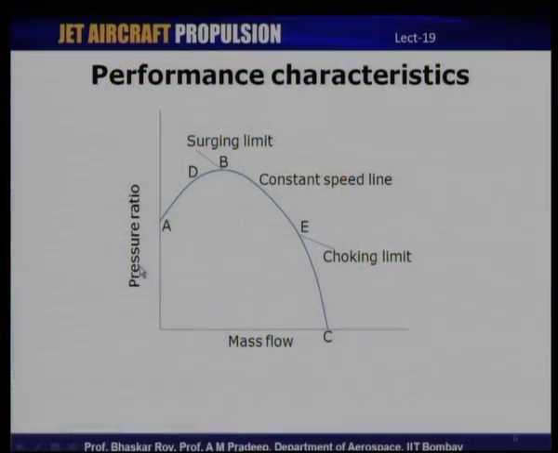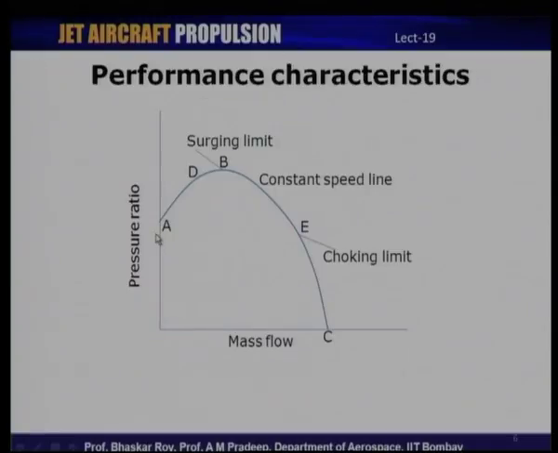So, if you look at the variation of pressure ratio as a function of mass flow rate at a given speed, this curve that is shown here indicates what is known as the constant speed line. So, for a given speed of rotation of the rotor, the characteristic would look like this: pressure ratio and mass flow rate. I have indicated a few salient points on this curve, and we will take up the significance of these points in detail.